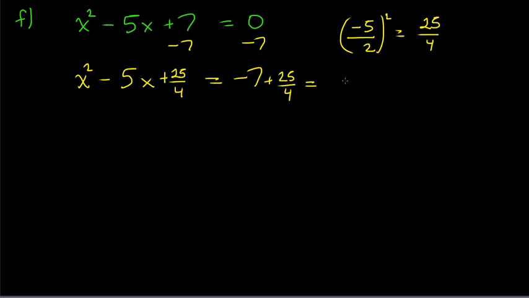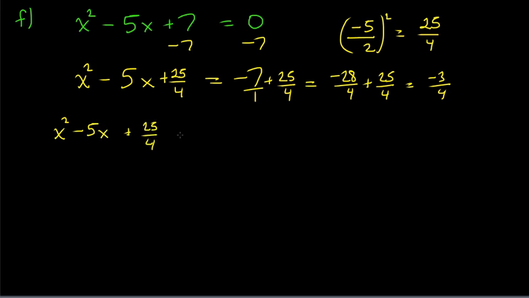So what do we do on the right here? A negative 7 over 1 plus 25 over 4. So we'll have to multiply by 4. Negative 28 over 4 plus 25 over 4 is, I guess, negative 3 over 4. So the left side is x squared minus 5x plus 25 over 4. And the right side is negative 3/4. Okay, again, just getting a common denominator here. All right, now what do we do?